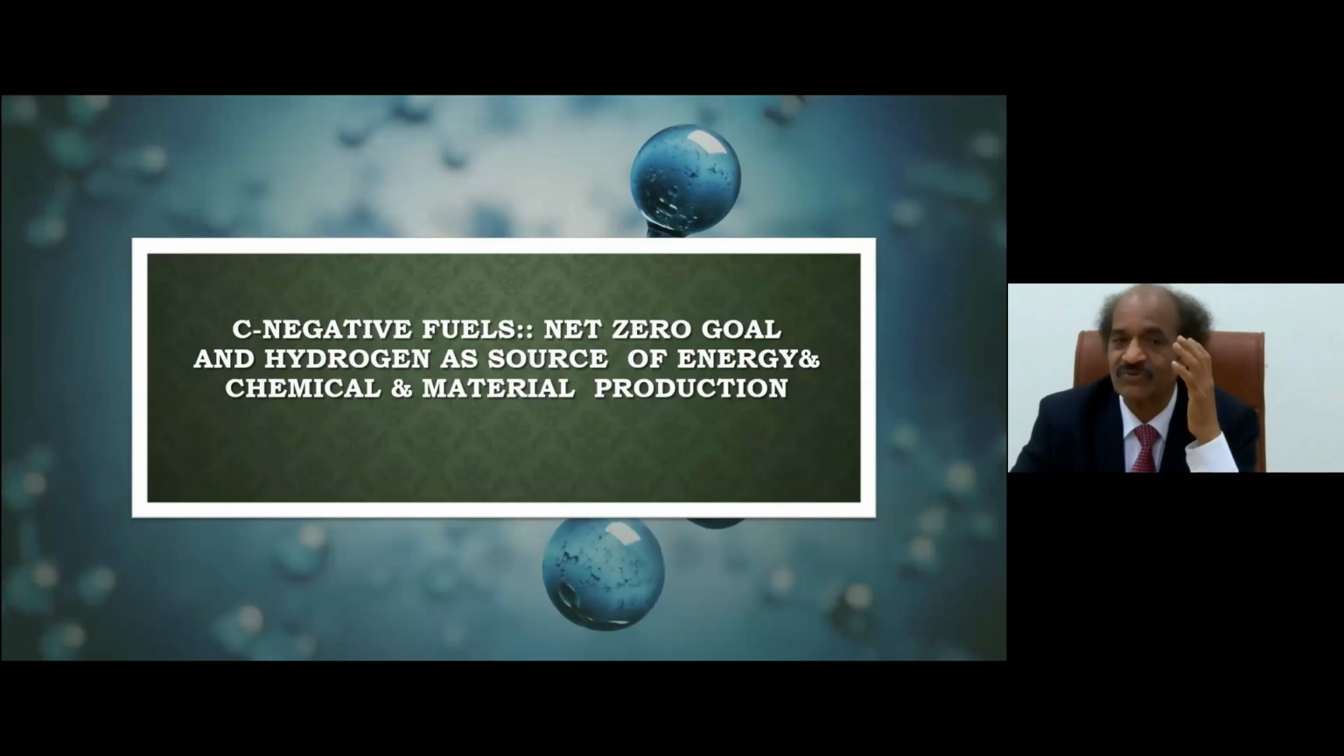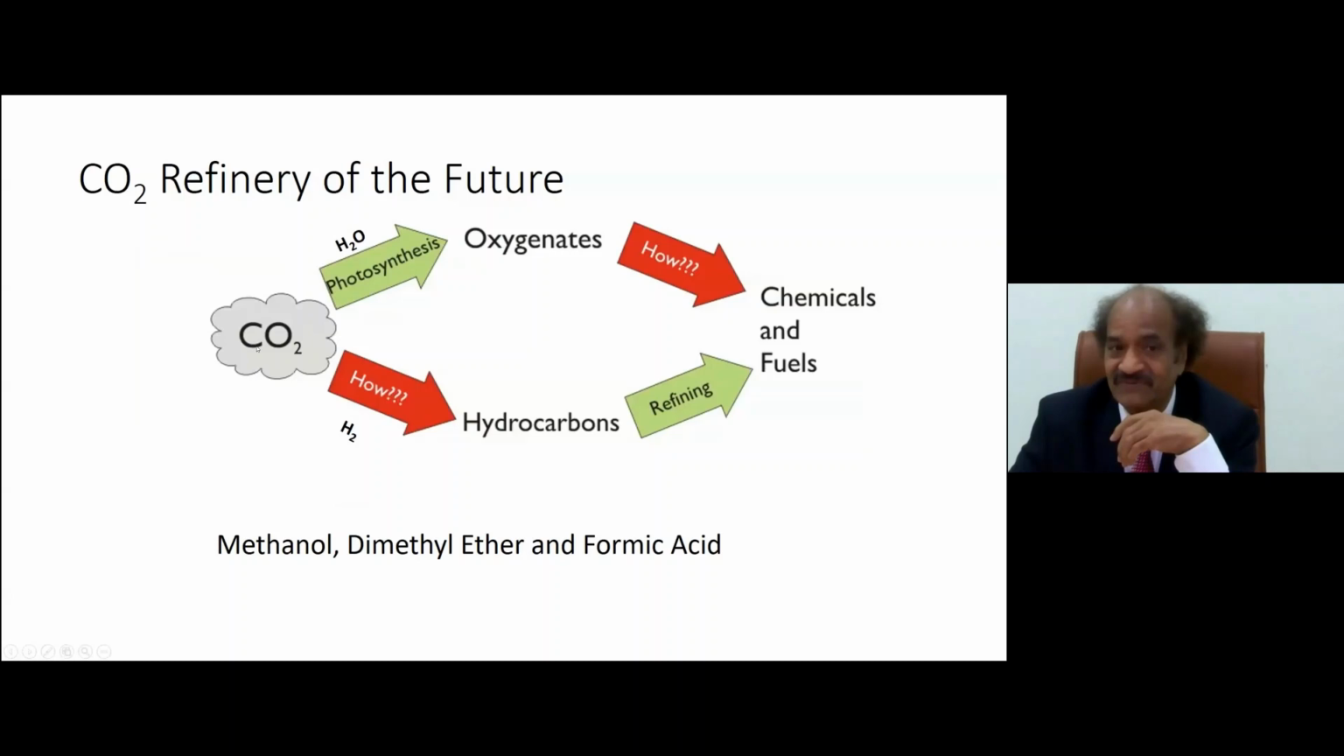See, remember, solar energy or wind energy is not going to give us chemicals directly because there is no carbon. It is, yes, carbon neutral, but hydrogen will be a reactant to give us this. So yes, the CO2 refinery of the future: you take CO2, nature does it through photosynthesis, we will do it through hydrogenation. So methanol, dimethyl ether, and formic acid will be very big bulk chemicals.